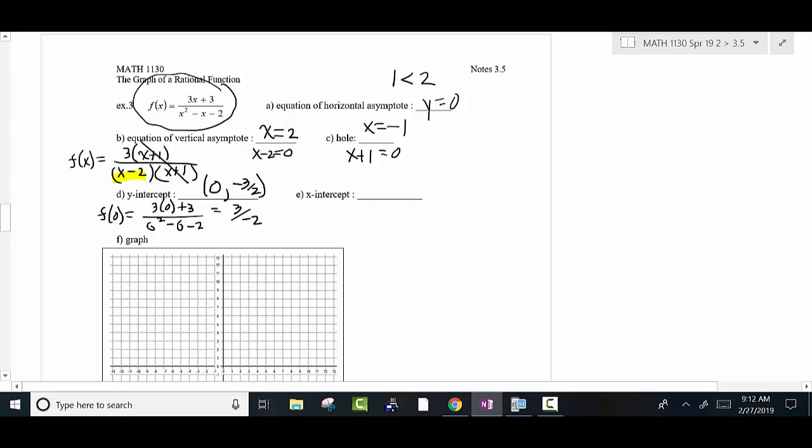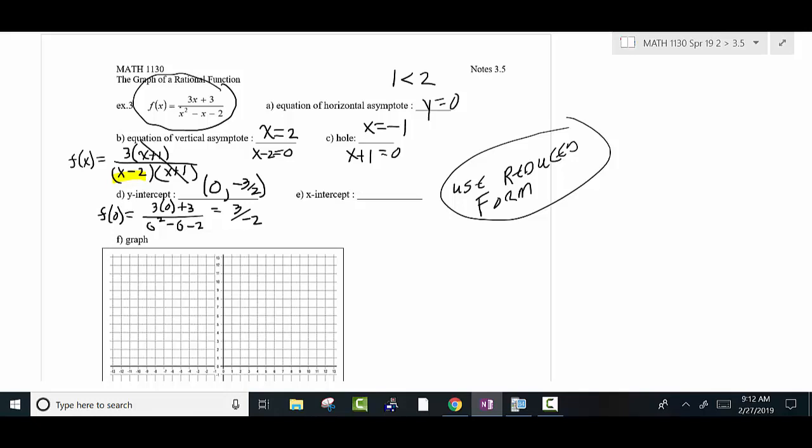When you're doing the x-intercept, be very careful about this. This is a place where students often really slip up. What you want to do is use the reduced form. I would write a note down on this. Use the reduced form, don't use the original. What I've been saying is in general you can set the numerator equal to 0 to find an x-intercept on a rational function. That's not always the case.